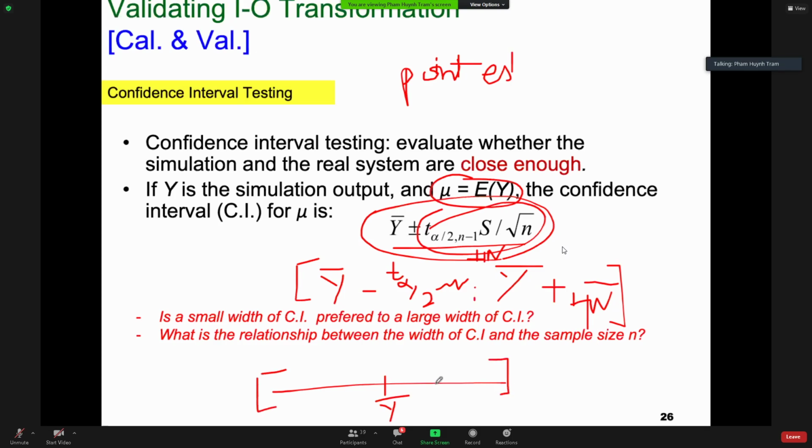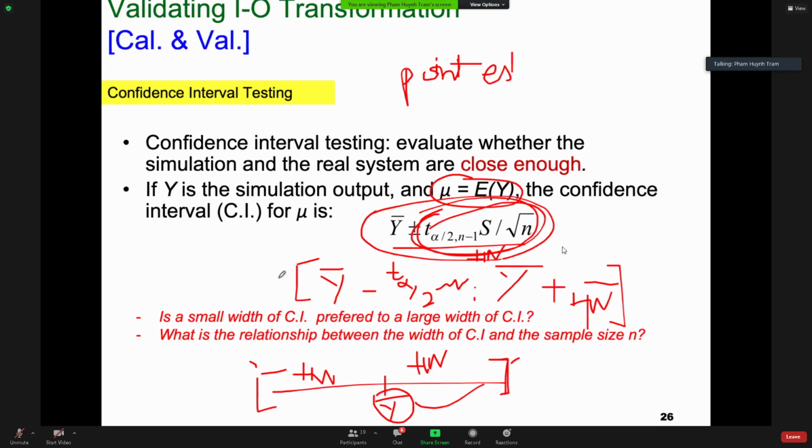So 95% of the time, we will find that our average value falls within this interval. This interval starts with y minus t alpha over 2 multiplied by s divided by square root of n. The other end of the confidence interval is y plus t alpha over 2 multiplied by s divided by square root of n. The part I circled here, we call the half width of the confidence interval. From here to here is the width of the confidence interval.